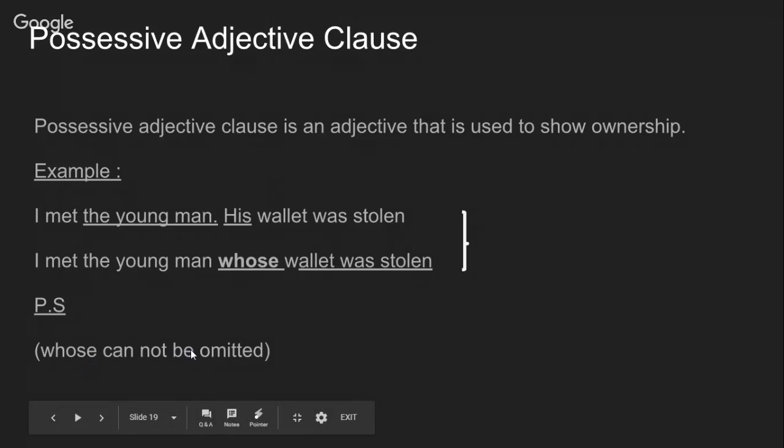And this is the important thing, that whose, the word whose or the marker, you cannot omit it because it will change the meaning. So just for example, I met the young man, wallet was stolen. So was it make sense? No. So you need to put that whose as in the ownership sentence. Okay? Got it? Okay.